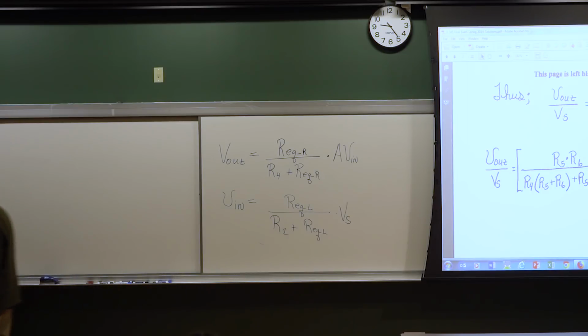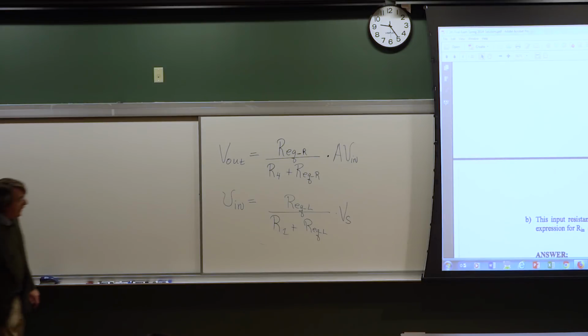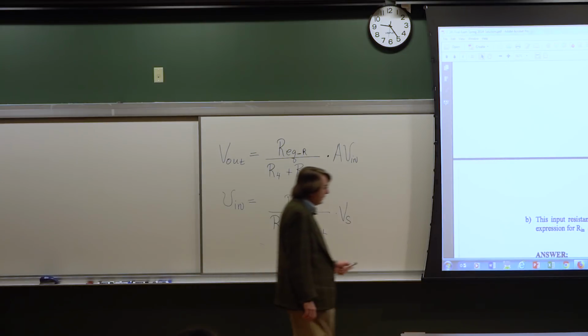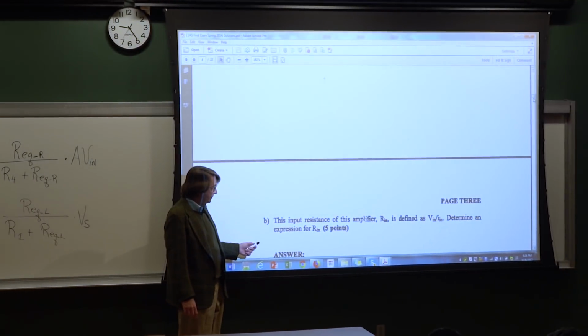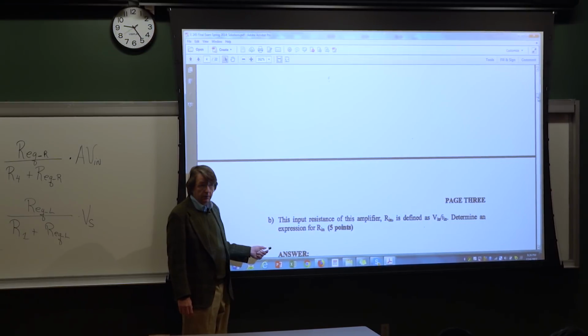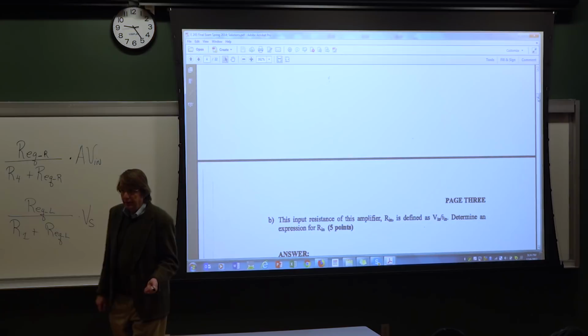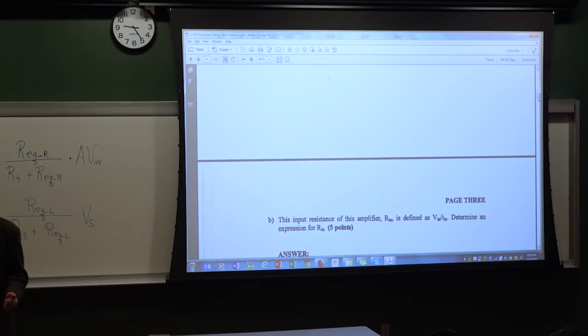All right. Now, this is a multiple part question. Second part of the question. The input resistance is defined as V in over I in. Determine an expression for R in. So R in is V in over I in. Determine an expression for this.